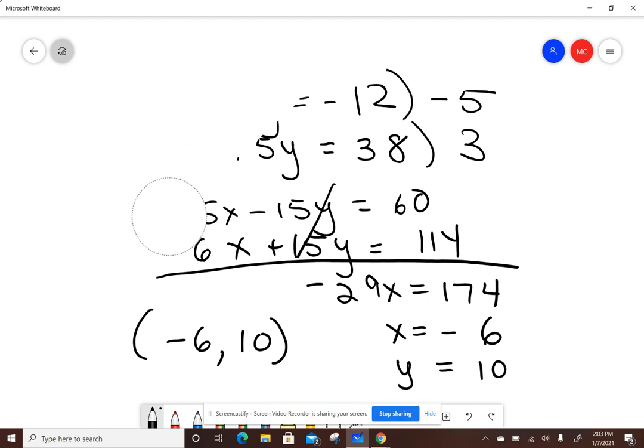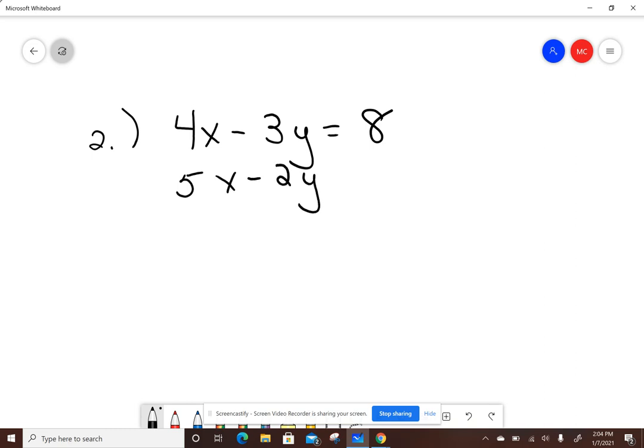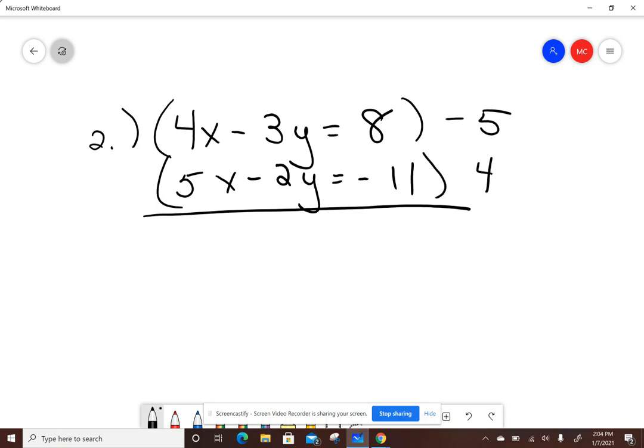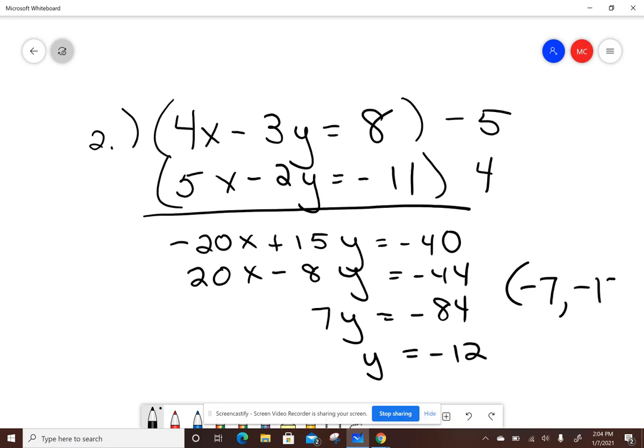And then for number 2, I have 4x minus 3y equals 8, 5x minus 2y equals negative 11. This time I'll eliminate the x's by multiplying the top by negative 5 and the bottom by positive 4. I get negative 20x plus 15y equals negative 40. 20x minus 8y equals negative 44. 7y equals negative 84. Y equals negative 12. And if I plug in for x, this is my solution. Okay?